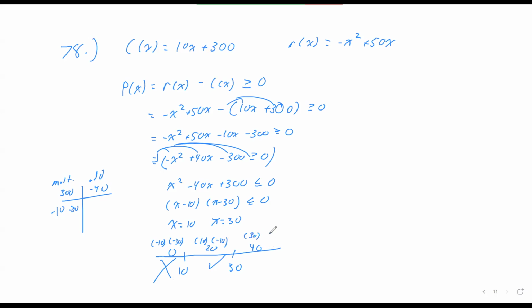40 minus 30 is 10. Two positives give me a positive, which is not less than 0, so that would not work. So that tells me as long as, what were we selling? Skateboards? As long as I sell between 10 and 30 skateboards, I will either make a profit or make greater than a break even if I'm at 10 or 30.